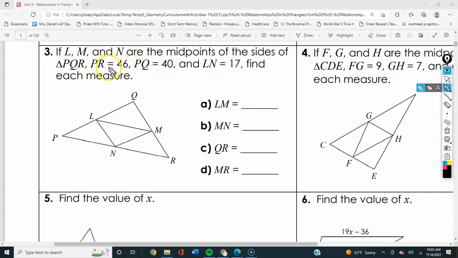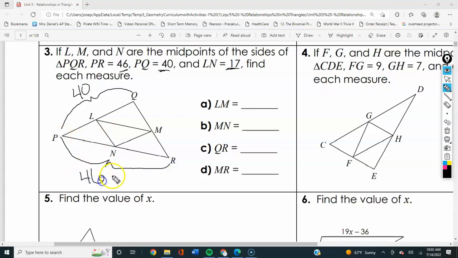All right, we have L, M, N. Our midpoints, so these are all three midsegments. PQR: PR is 46, PQ is 40, LN is 17. Okay, so I'm going to label what I know. So PQ is 40. PR is 46. And LN is 17. Okay, let's try her out.